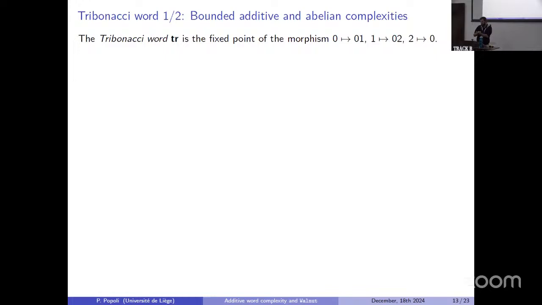What kind of words can we study? We need a famous word on three letters, so we can think of the Tribonacci word. This is a very famous word in our field. This is the fixed point of this morphism: 0 goes to 0, 1, 1 goes to 0, 2, and 2 goes to 0. In fact, this word is an episturmian word. So this is a generalization of Sturmian words because its factor complexity is 2n plus 1.